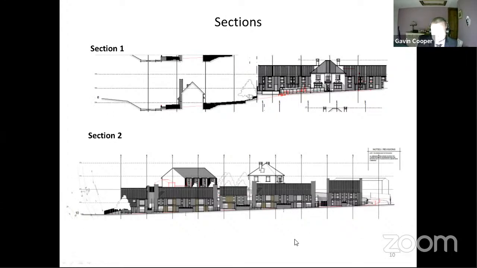Section 2 is the view from Nesswell Orchard. You'll note there is a change in levels of the slope along Nesswell Orchard, and you can see beyond here that's the terraced units that back onto Park Lane, and that is Nesswell Hall.